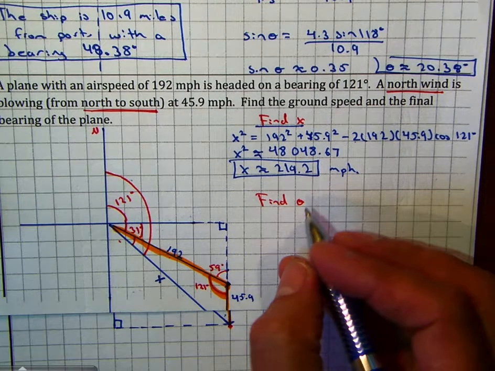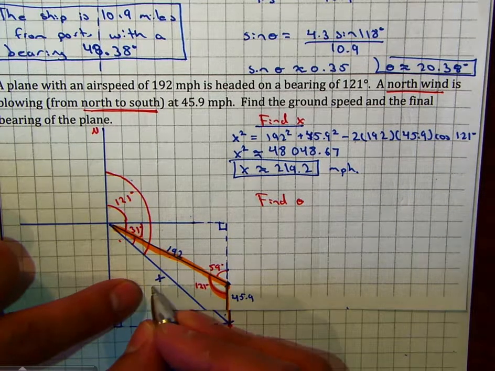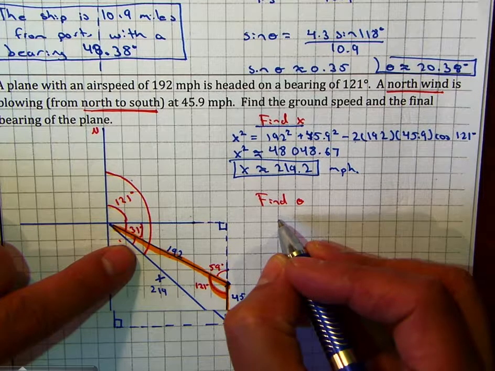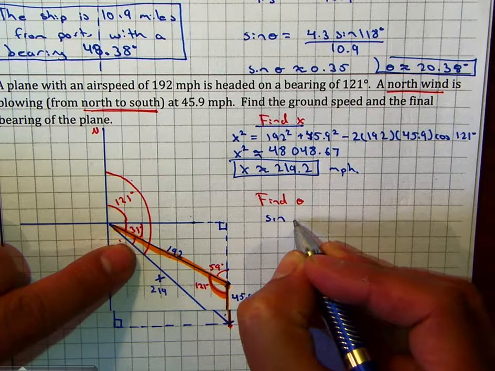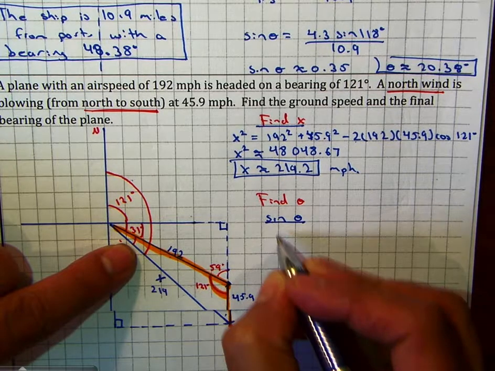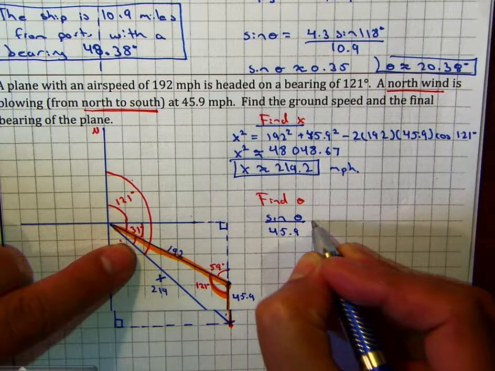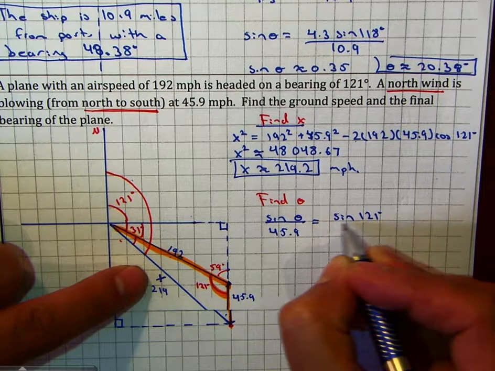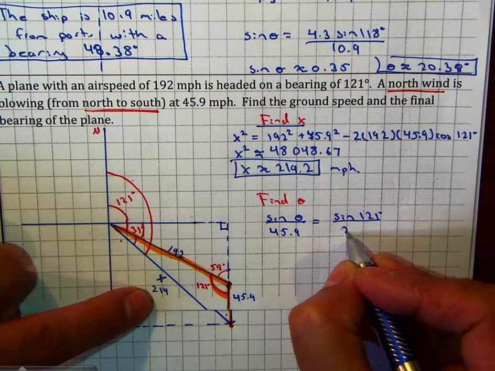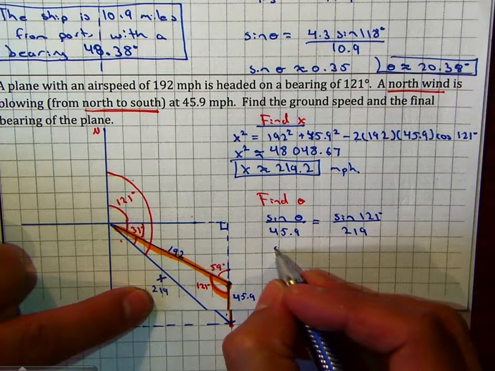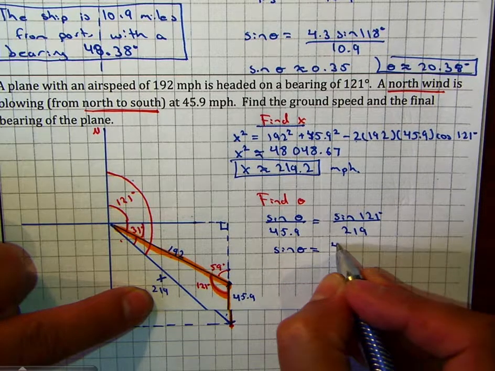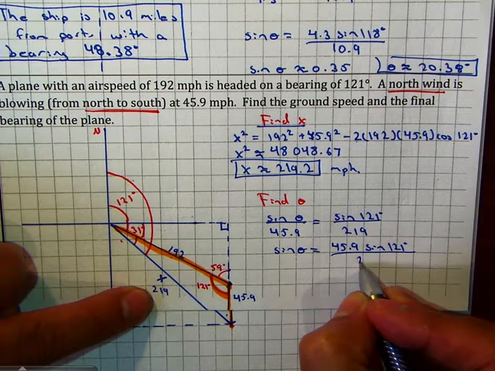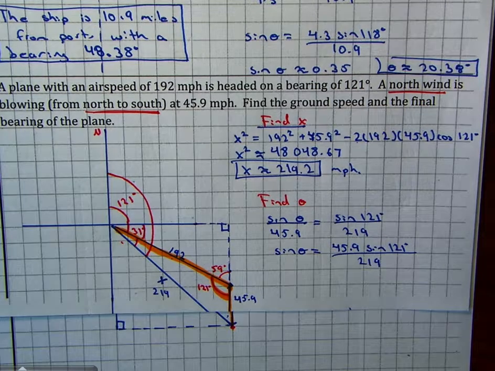So I'm going to use the law of sines once again. So this is 219. So it'll be the sine of theta over 45.9 is equal to the sine of 121 degrees over 219. So therefore the sine of theta is equal to 45.9 times the sine of 121 degrees over 219. And I'm going to type it into the calculator.